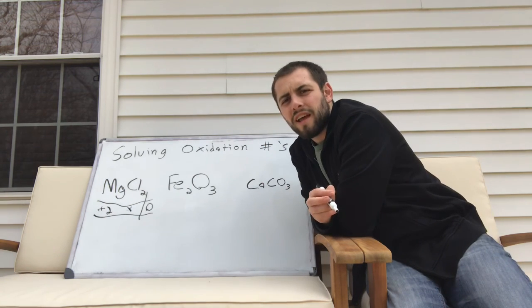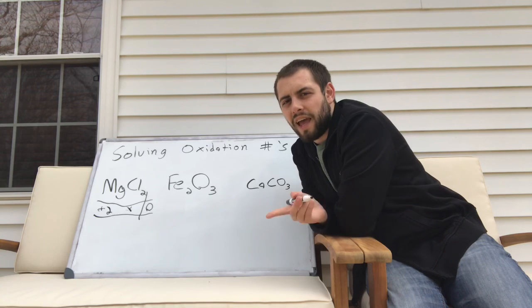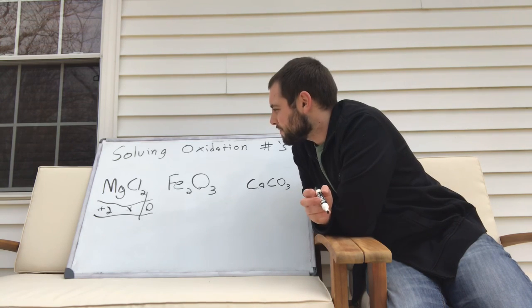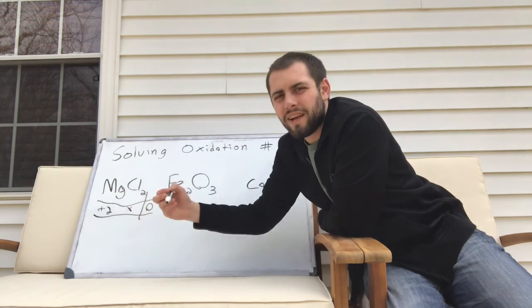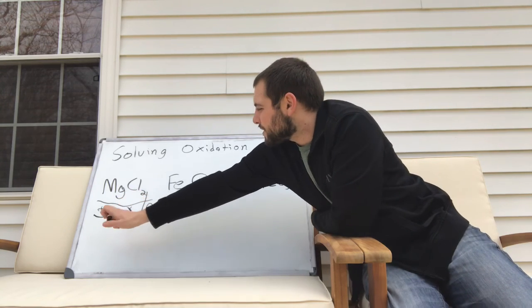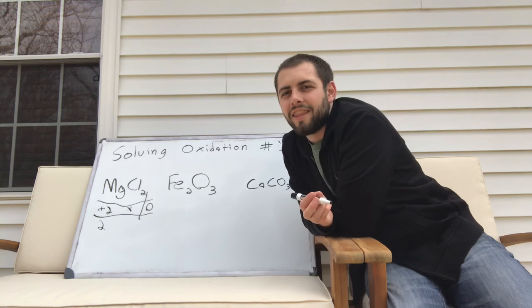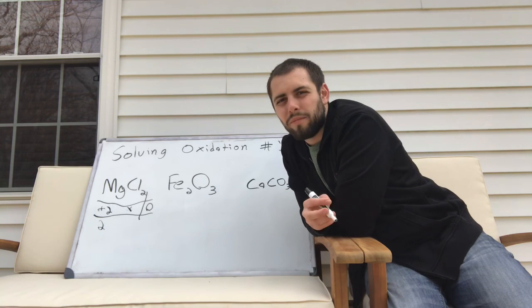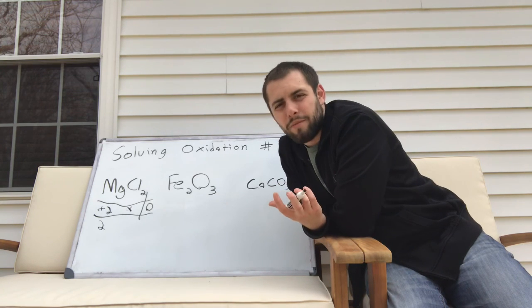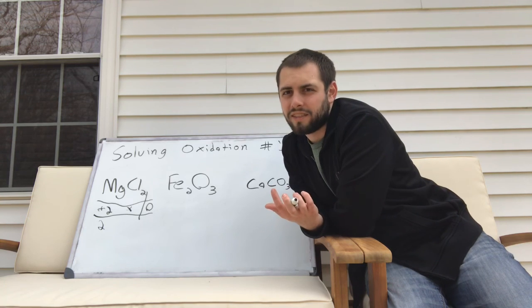At this point, I need to multiply down by my subscripts. So I've got 1 magnesium. 1 times 2 is just 2. Beautiful. And then for chlorine, I've got 2 of them. So instead of just saying X, I'm going to say plus 2X, since I've got 2.